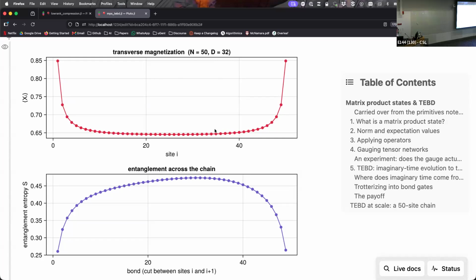Very importantly, this only works when the entanglement is limited. Because of course, if the entanglement is large, then our truncations are heavy and we will never get the original answer correctly. And in 1D, for local systems, we have some theoretical bounds that claim that this is always the case for gapped Hamiltonians.